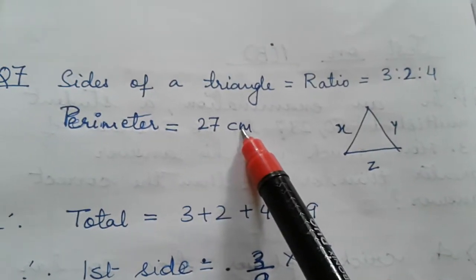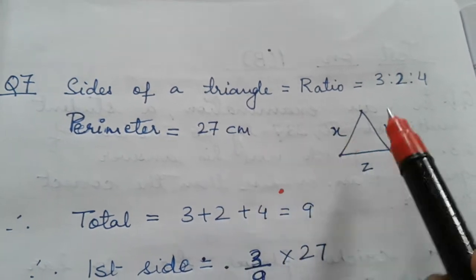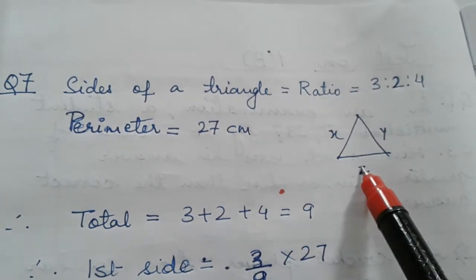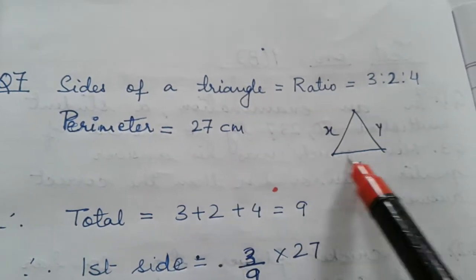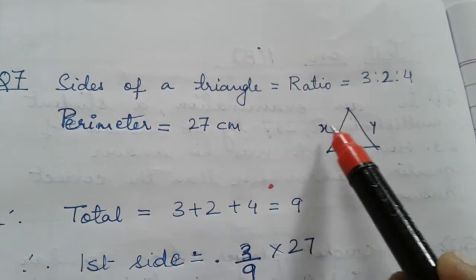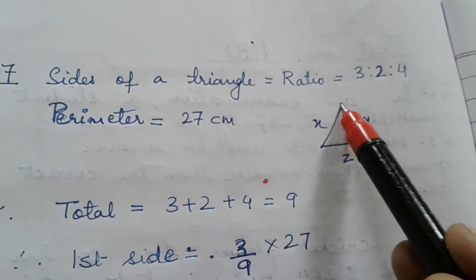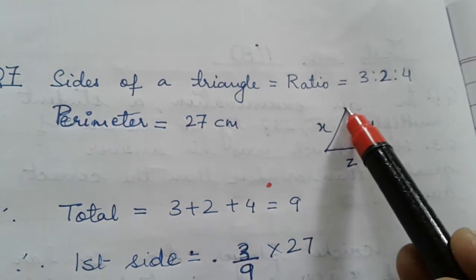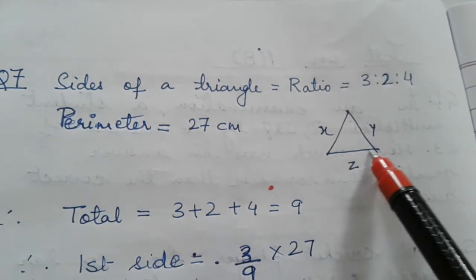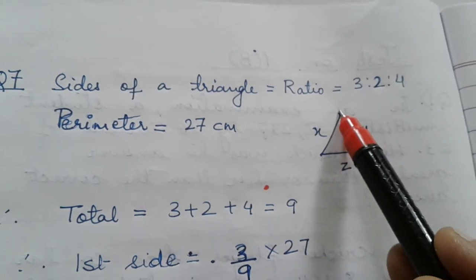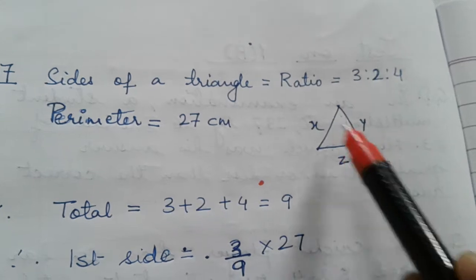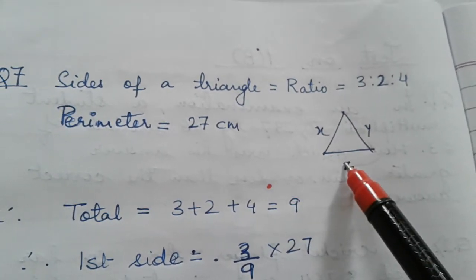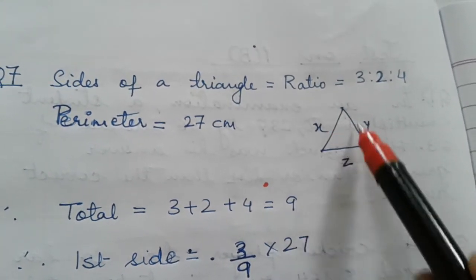What is perimeter? Perimeter of a figure is the sum of all its sides. Means if this is the triangle, since here it is a triangle, I have taken an example also as a triangle. So if I add the length of all the 3 sides, x centimeter plus z centimeter plus y centimeter, I will get the perimeter. Perimeter means sum of all the sides of the given figure.